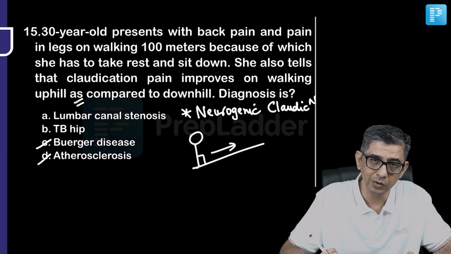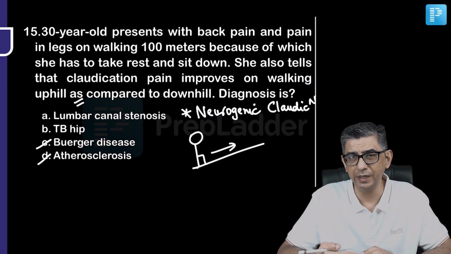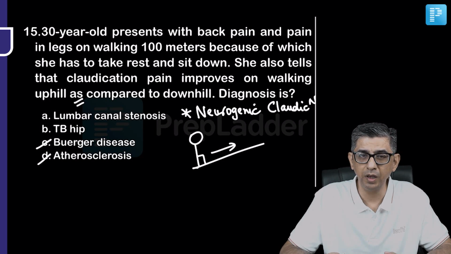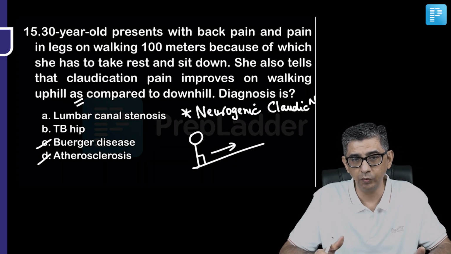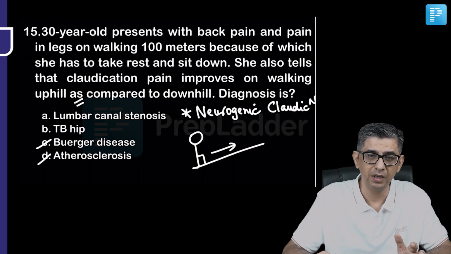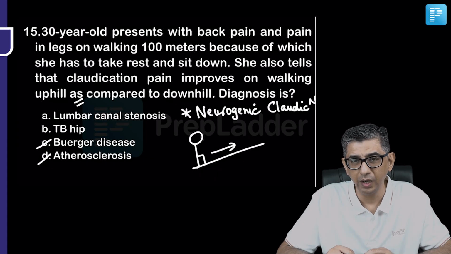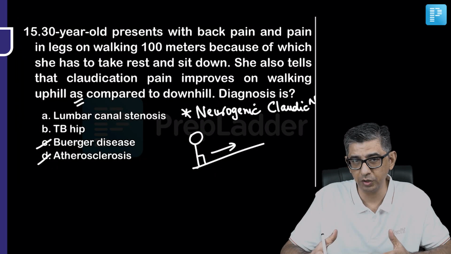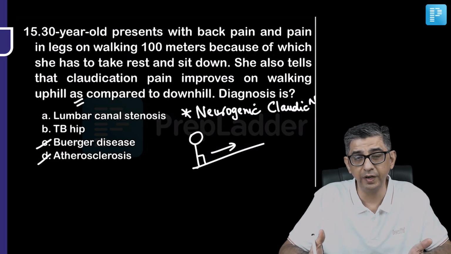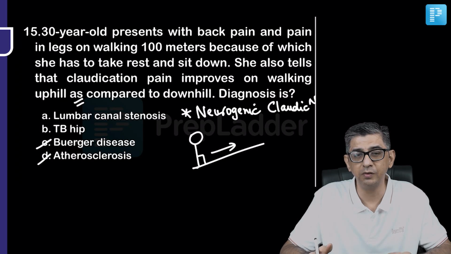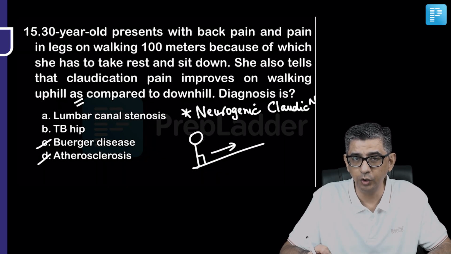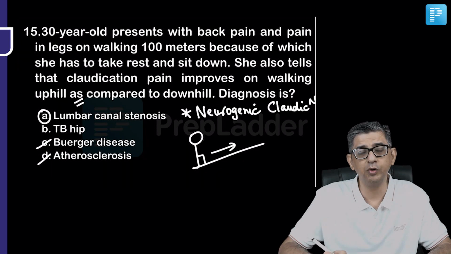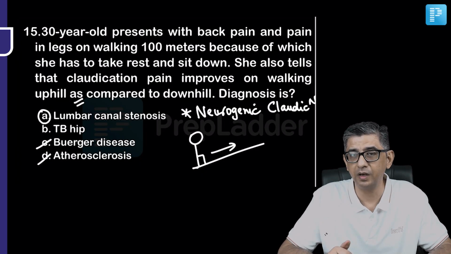When it comes to tuberculosis of the hip, because there would be degenerative processes in the hip joint, the person would have pain even on standing. Here the patient takes rest and the pain reduces. Moreover, in TB hip, walking uphill again increases the pressure on the hip joint, one of the main weight-bearing joints in the body, and that will worsen the pain. It's a neurogenic claudication, guys. Right from the statement, the answer would be spinal canal stenosis, or lumbar canal stenosis.